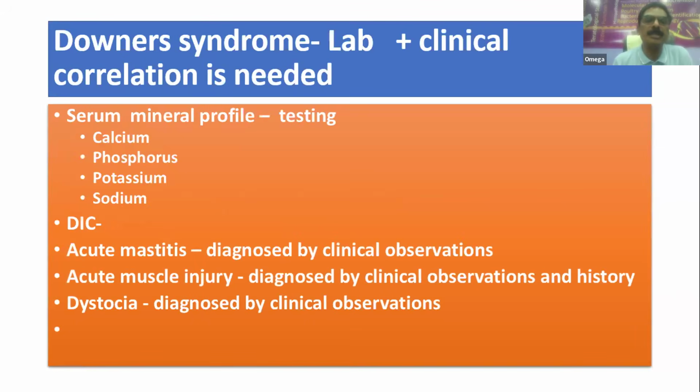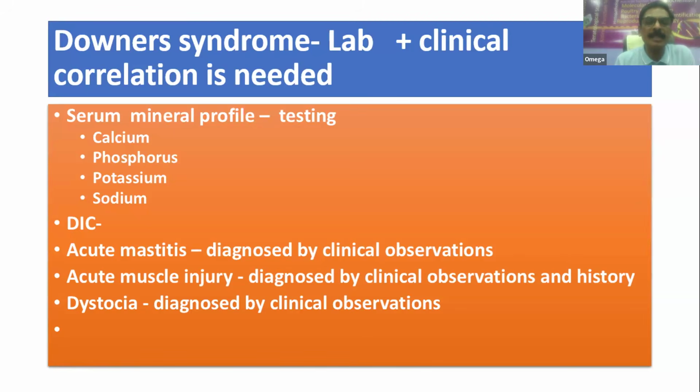Now Downer syndrome in sheep and goat. Here we should have some clinical correlations with Downer syndrome, and what the different clinical signs are. Generally many people, whenever the sheep and goat sit down or show the symptoms of Downer, suspect a deficiency of calcium, phosphorus, potassium, and sodium. But beyond that, whenever there is DIC, disseminated intravascular coagulopathy, because of hypercoagulation in the bloodstream due to the extensive number of platelets, that may lead to Downer syndrome in sheep and goat.